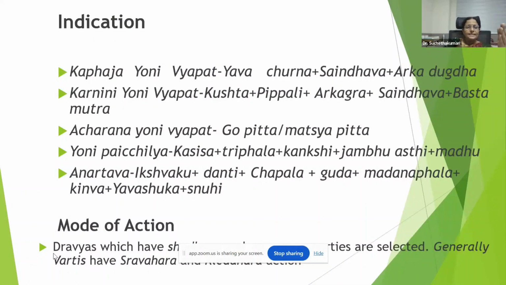Indications as told in the classics are mainly Kaphaja Yoni Vyapat, Acharana Yoni Vyapat, Yoni Paichilya, and also Anartava. Now the mode of action usually depends upon the type of the Varti. Here the Vartis are usually Srava Hara, hence they can be used in Kaphaja Yoni Vyapats or in conditions like Yoni Paichilya, etc.